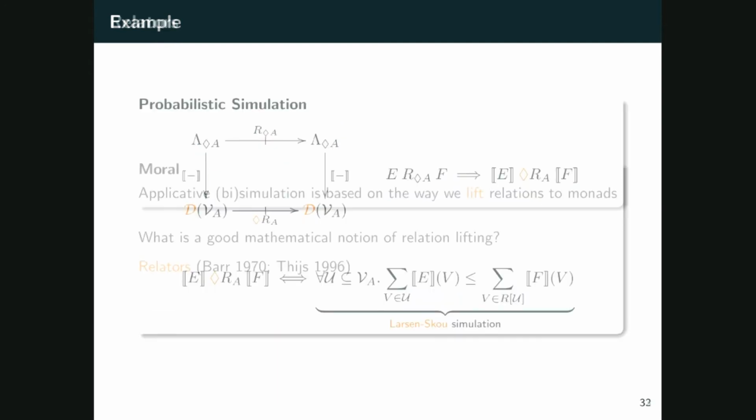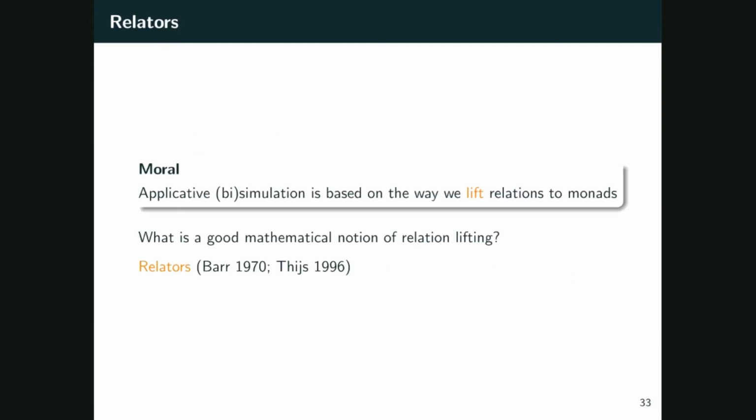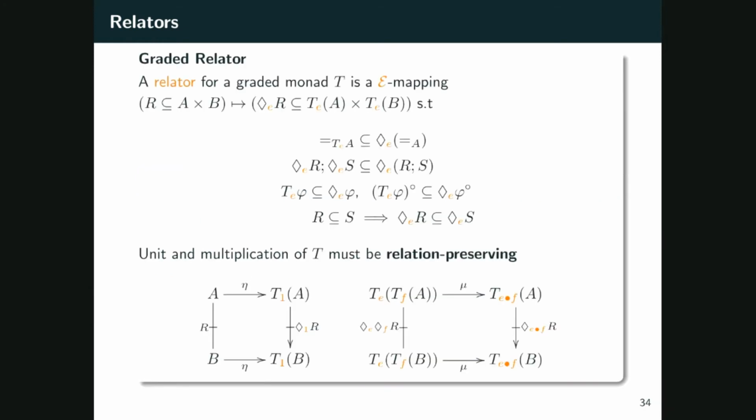Okay, so the moral that we somehow extract from the examples is that the notion of applicative simulation, and as we will see of bisimulation, is actually based on the way in which we lift relations from values to monadic values, right? So what we have to understand is what is a good mathematical notion of this way of lifting relations. And the answer was given 50 years ago by Barr using the notion of a relator. So what is a relator? Okay, this is the scary definition.